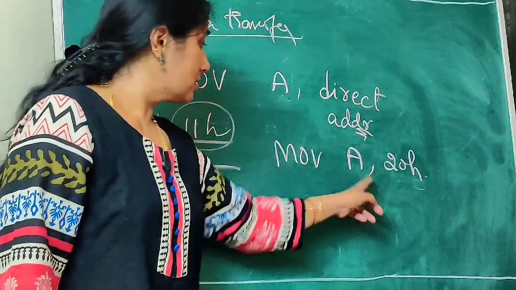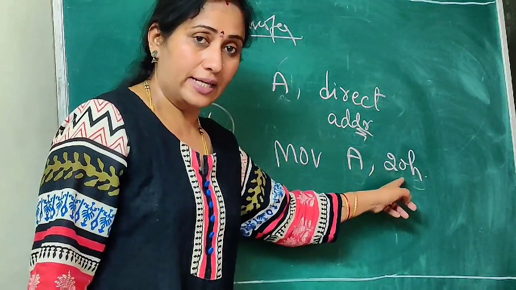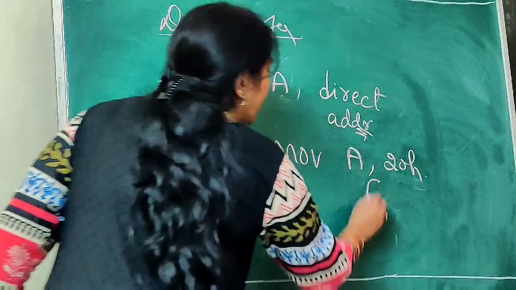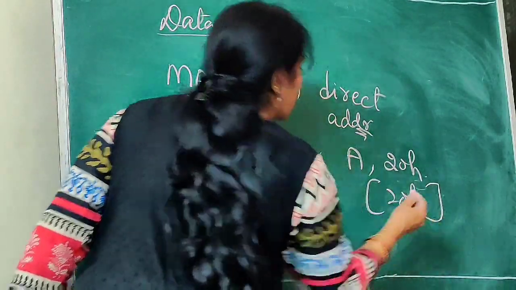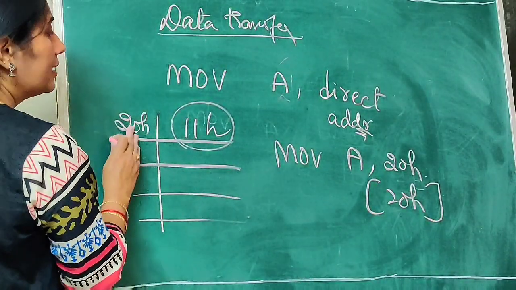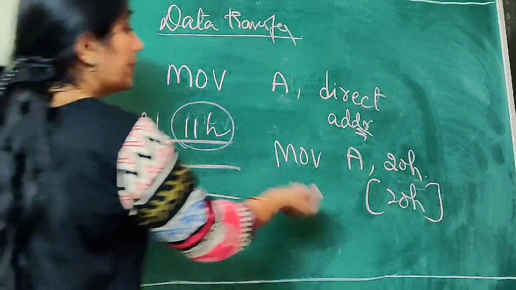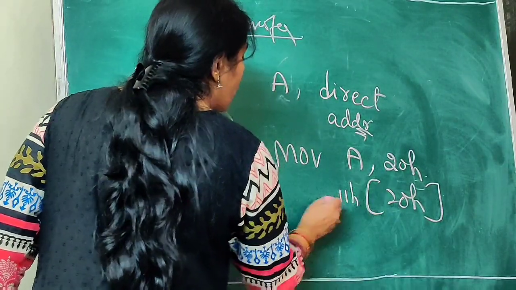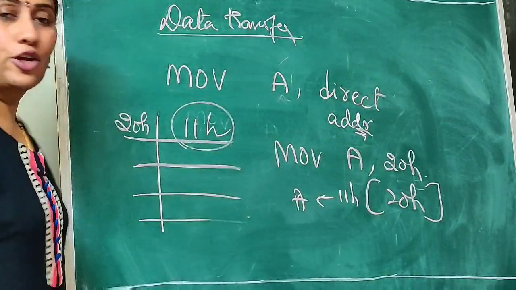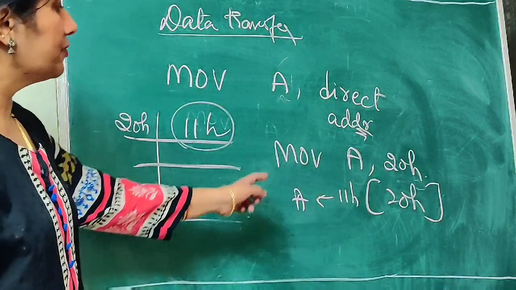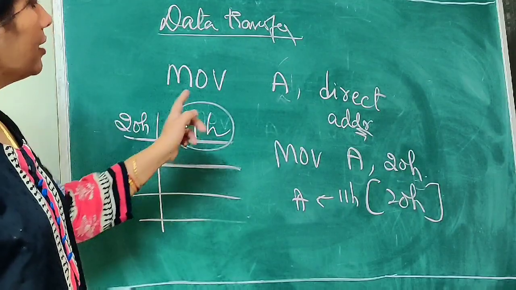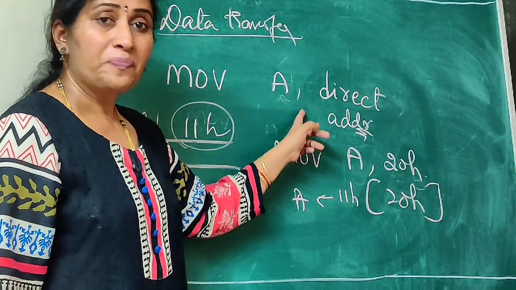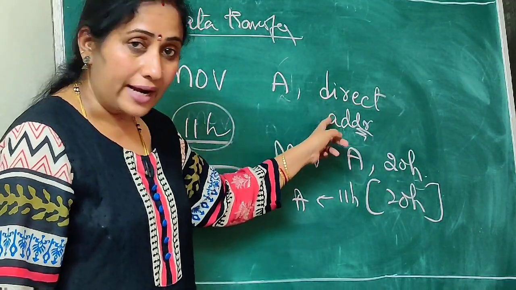So if I write the instruction like this, move A comma 20 hex, then what's going to happen? The content of 20 hex, which is the address, its content is 11 hex. That particular 11 hex will become the content of the accumulator. So here the addressing mode which is used is direct addressing mode.